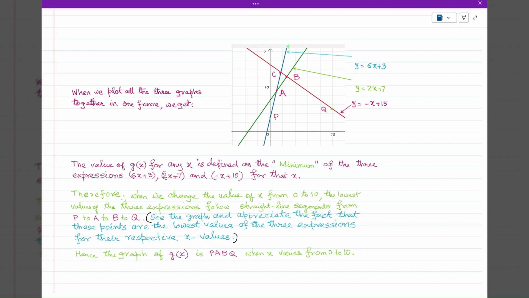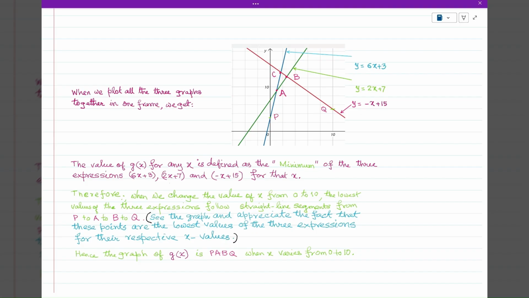Similarly, when x corresponds to this position, the lowest position amongst the three graphs is B, because this is the lowest position for this graph. This is also the lowest position for this graph, but for this graph, the lowest position is somewhere here. So g(x) for this particular value of x is at point B.